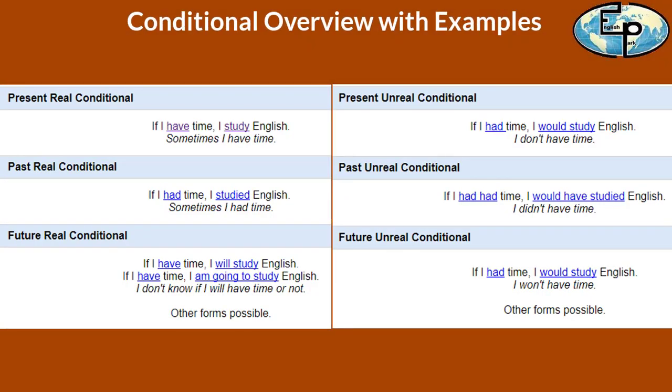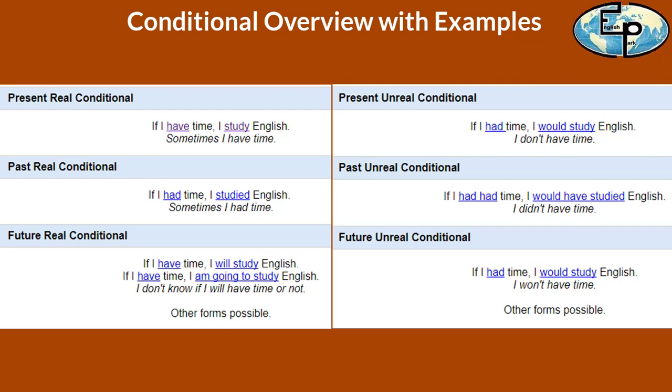Conditional overview with examples. Present real conditional: If I have time, I study English. Sometimes I have time. Present unreal conditional: If I had time, I would study English. I don't have time. Past real conditional: If I had time, I studied English. Sometimes I had time. Past unreal conditional: If I had had time, I would have studied English.